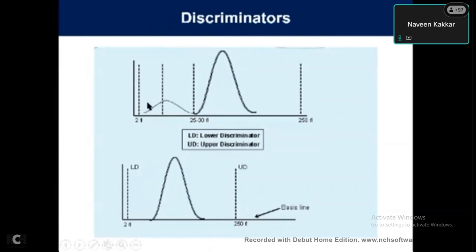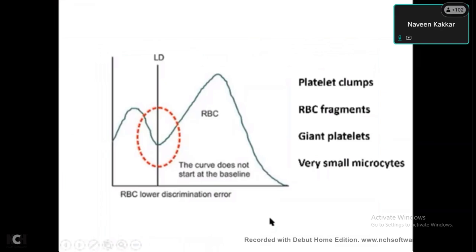A word about discriminators. Let's say this is a normal histogram here. That's a lower discriminator and the upper discriminator. For most normal cell populations, your histogram should be within this. If it touches here or does not touch the baseline, expect a problem. The instrument is not able to understand normal populations. It is either experiencing interference with the lower discriminator, lower volumes, or in the higher volumes. We'll see some examples as we go along. So there's a lower discriminator error, where you have a histogram, but your RBC histogram on the left limb is not touching the baseline.